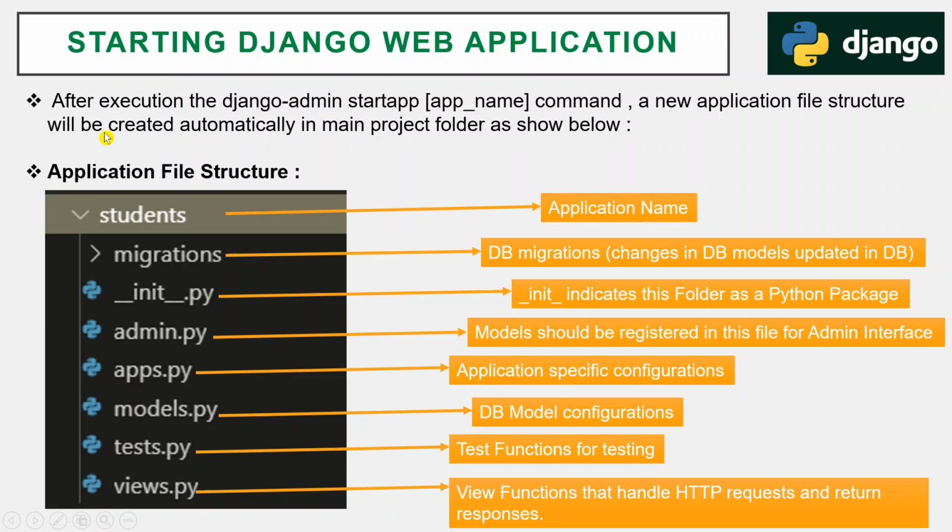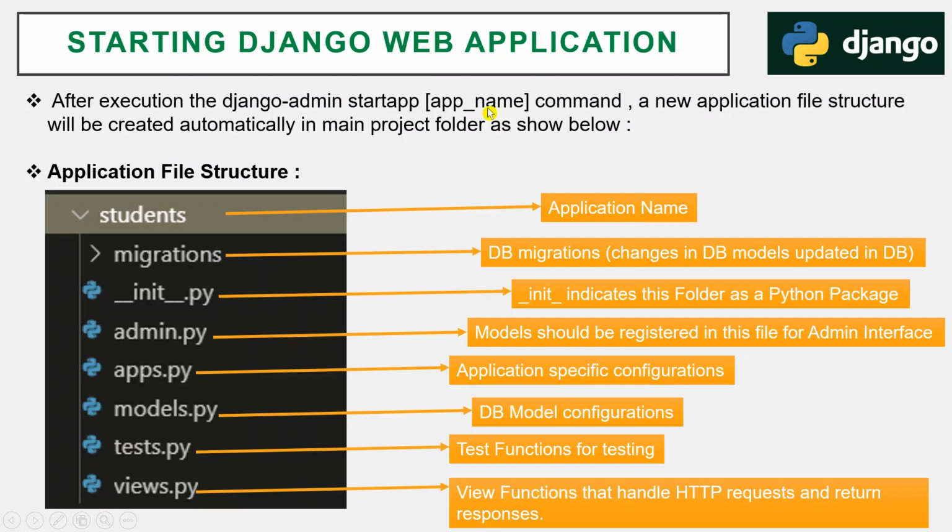Now, after execution of the django-admin startapp command in the command prompt, a new application file structure will be created automatically in the main project folder as shown below. What it tells is, you open your command prompt, and after opening it you should give the command like this: django-admin startapp and your app name.